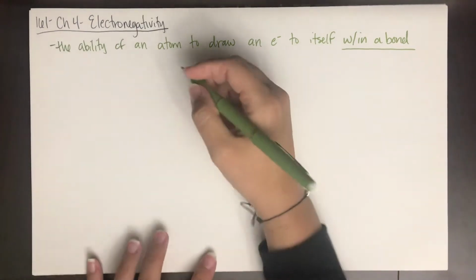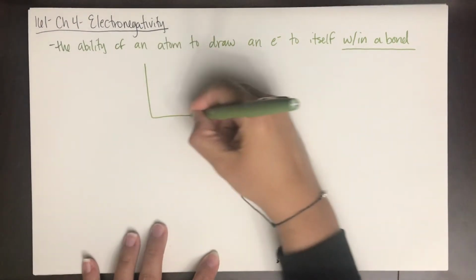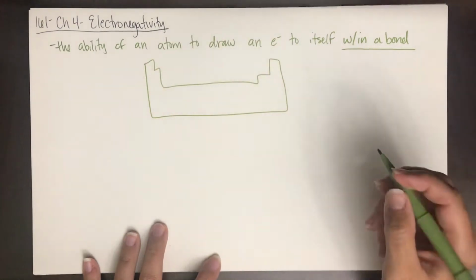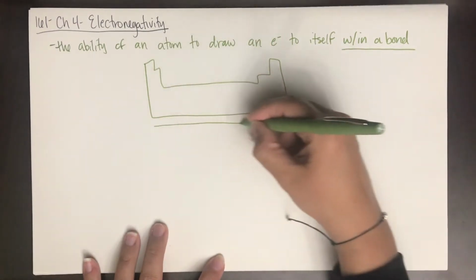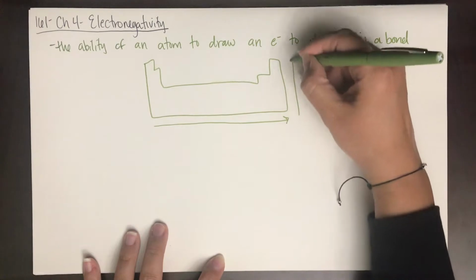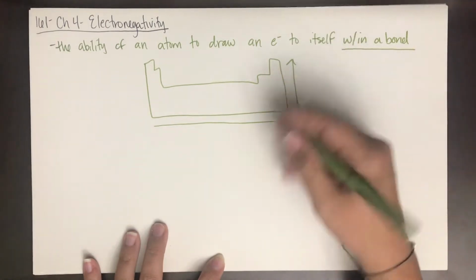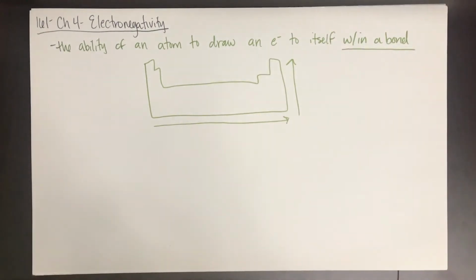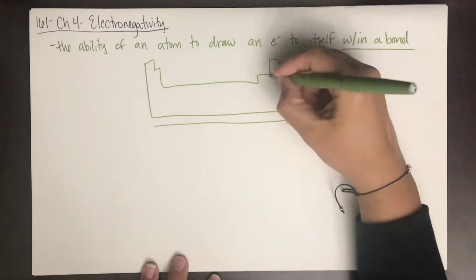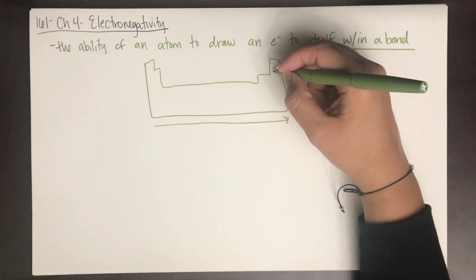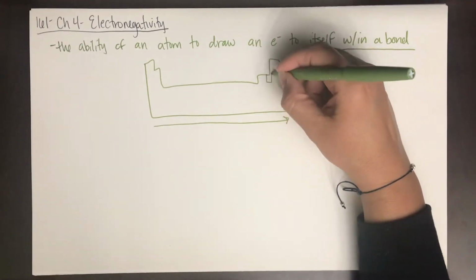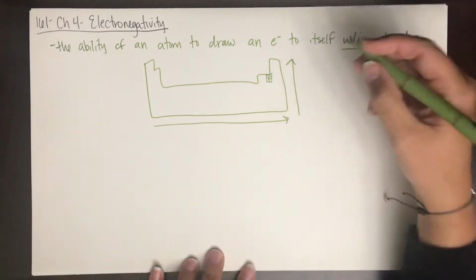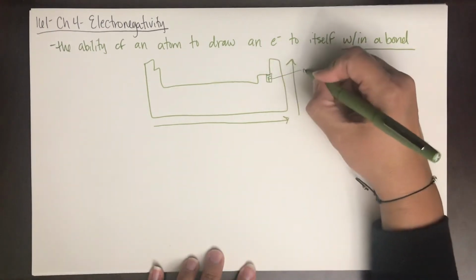Electronegativity increases in the same way that the others did. It increases in this way and this way, except for the noble gases. The noble gases are excluded because they are not interested in making bonds. Fluorine, again, not a to scale periodic table, would be the most electronegative element.